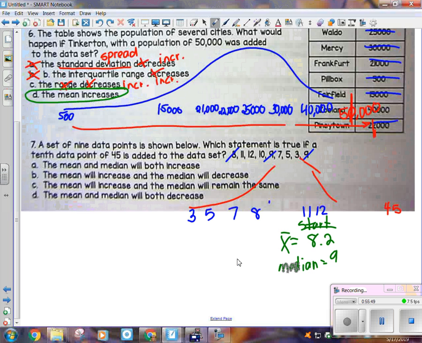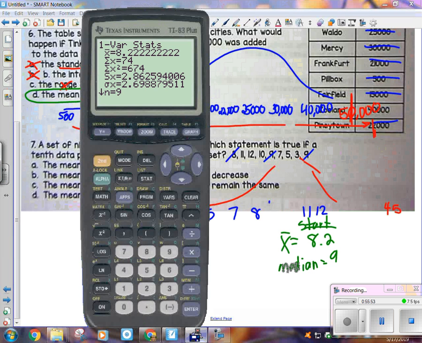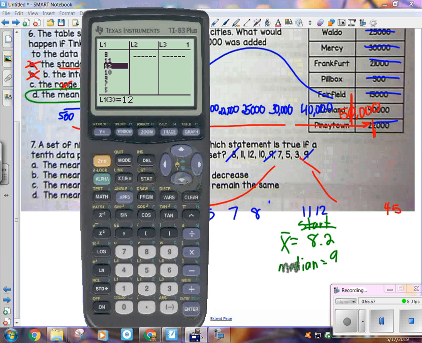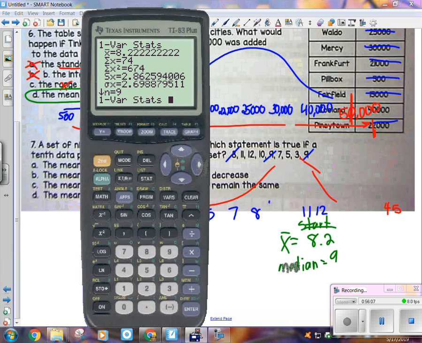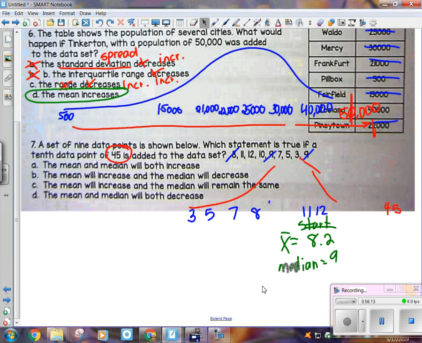Now what happens when I add in a 10th data point of 45? So I'm going to go back to my list. I'm going to go to stat. I'm going to edit. And I'm going to go down here and toss in 45 as the 10th value. Then I'm going to go back to stat key and recalculate the new mean and so forth. So what happened is my mean changed to what? 11.9.